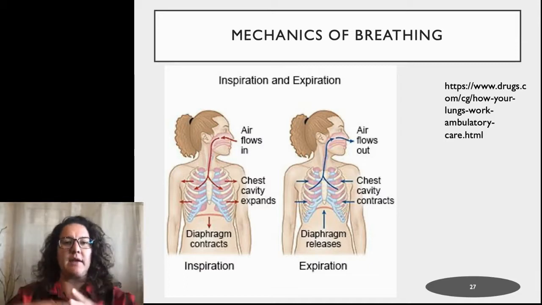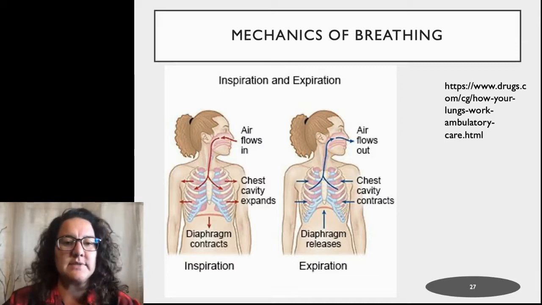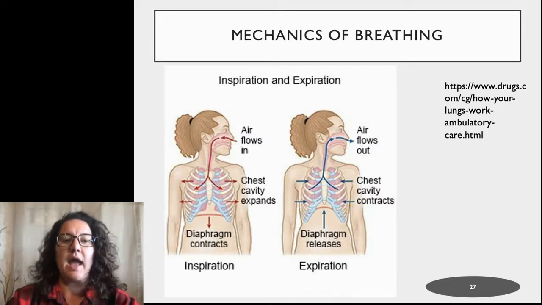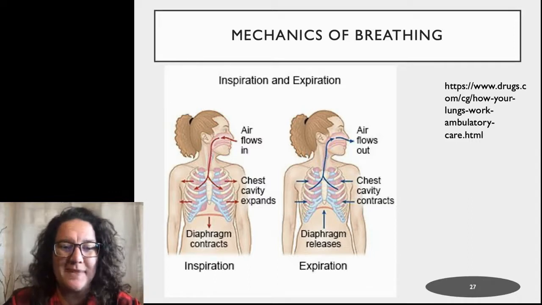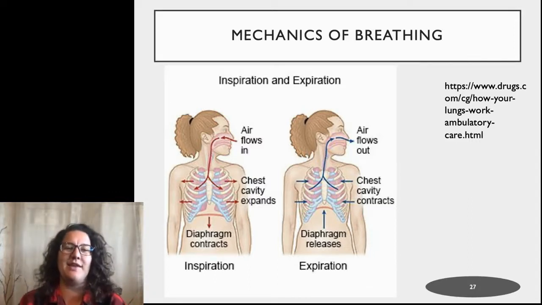So when we look all together at the mechanics of breathing, we have our diaphragm contracting and our chest cavity expanding using our external intercostal muscles, increasing our lung volume, allowing air to flow in. To exhale, we have our diaphragm relaxing and curving upwards, decreasing our chest volume, so our chest cavity contracts and air flows outwards. So that's our outline of the respiratory system as well as the mechanics of breathing.